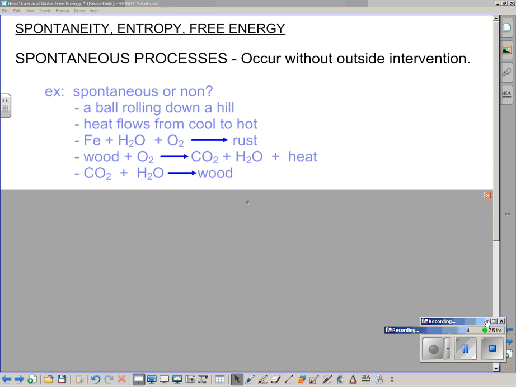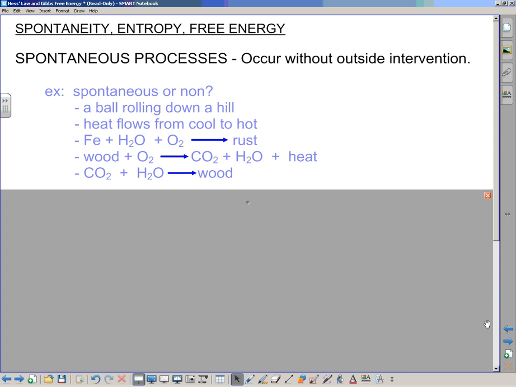So, next topic we have to discuss is spontaneity. Spontaneous processes occur without an outside intervention, some outside force acting upon the object or system itself. Now, these can be kind of tricky. You really have to sit down and think a little bit about them. We look at the first example there, a ball rolling down a hill. Okay, we're all standing at the top of a hill. Mr. Sutton puts his ball on the top of the hill and lets it go.